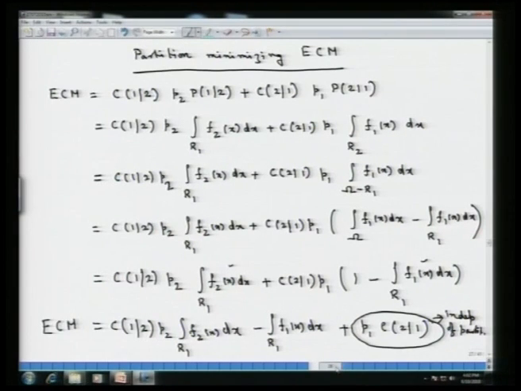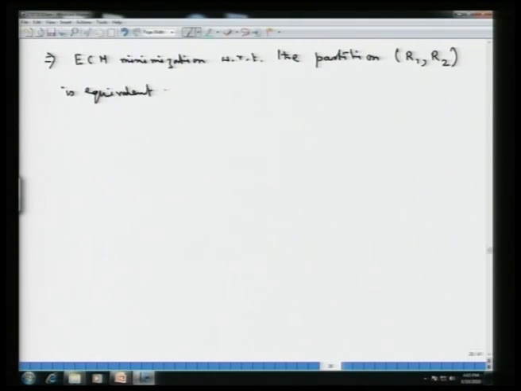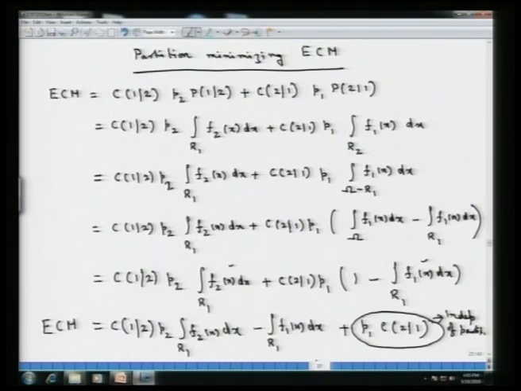So, this would imply that minimization of the expected cost of misclassification with respect to the partition, the partition being our R1, R2, is equivalent to minimization of the following quantity, this first expression here. I missed out something, this constant also comes in here. This term has a constant multiplier, which is C(2|1) times P1. So, this term when multiplied with this term leads us to C(2|1) into P1 into this particular term.